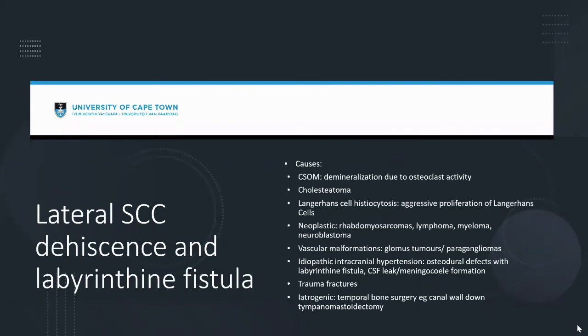Other examples are things like Langerhans cell histiocytosis, where you get very aggressive proliferation of the Langerhans cells. Neoplastic conditions, I think, are fairly self-explanatory. Some vascular malformations, like your glomus tumors or paragangliomas. Intracranial idiopathic hypertension, where they can develop these labyrinthine fistulas with CSF leaks or even meningeal cell formation. Fractures, and then obviously iatrogenic. If we had a difficult surgery, we did a canal wall down, you might have injured your lateral semicircular canal.